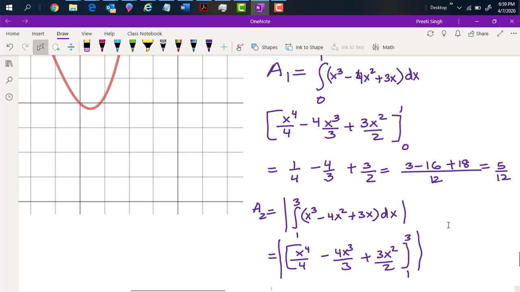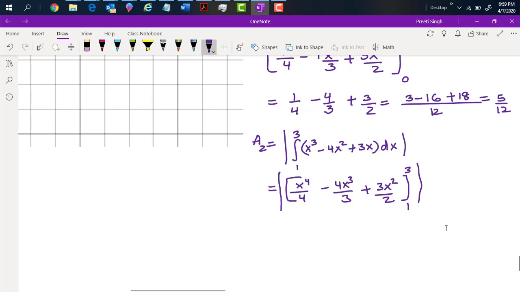That's why we are taking the absolute value of this. So that equals, if I apply 3, it's 3 to the 4 by 4 minus 4 times 3 cubed by 3 plus 3 times 3 squared by 2 minus, when I applied 1 to this, I got 5/12. So I'm going to write 5 over 12 here because we already got 5/12 in A1.